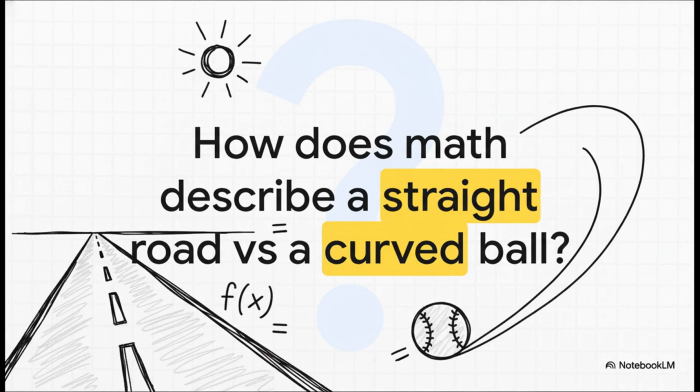So let's start with a puzzle we're going to solve together. How can math possibly tell the difference between something super simple, like a straight road that goes on forever, and something way more complex, like the perfect arc of a thrown ball? That's the real question we're digging into, and the answer? Well, it's actually pretty beautiful.